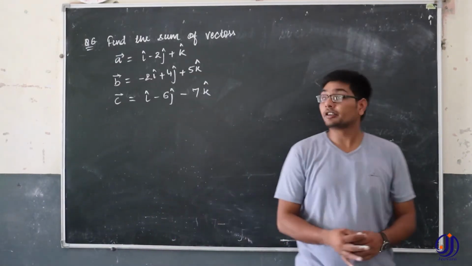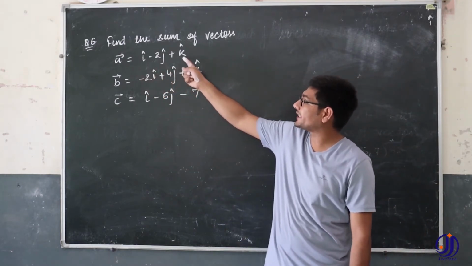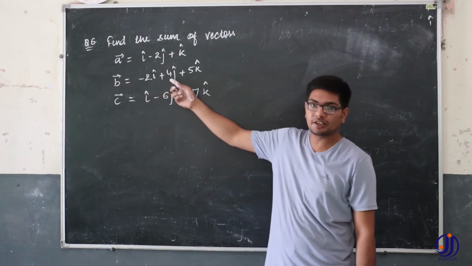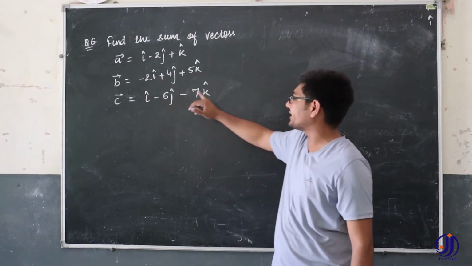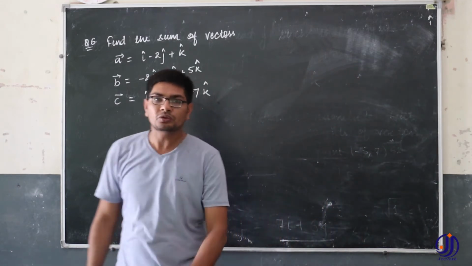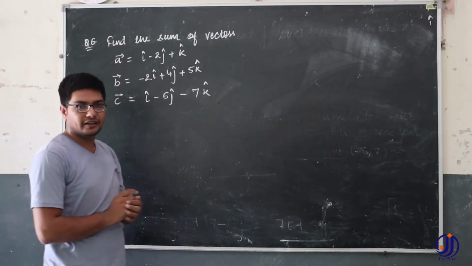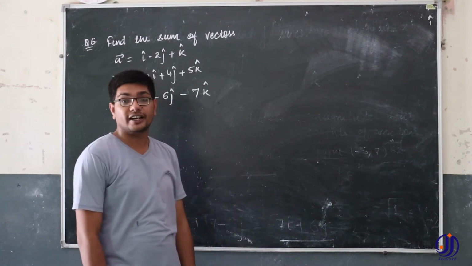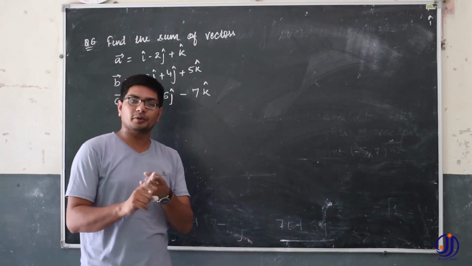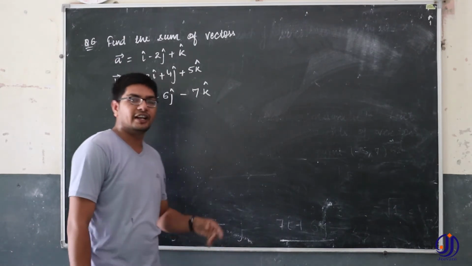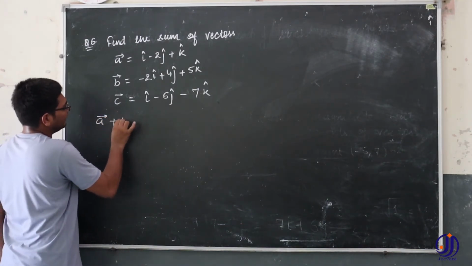Okay. Here what is given? Find the sum of the vectors. Vector A is i cap minus 2j cap plus k cap. Vector B is minus 2i cap plus 4j cap plus 5k cap. And vector C is i cap minus 6j cap minus 7k cap. Now what I have to do? I have to add up these three vectors. So when two or more vectors are added, what happens? Their respective components are added. The x component is added to the x component of another vector, the y component is added to the y component of another vector, and the same thing happens with the z component. So let us calculate A plus B plus C.